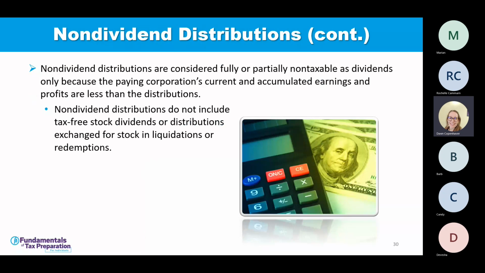They are considered fully or partially taxable as dividends only because the paying corporation's current and accumulated earnings and profits are less than the distributions. Non-dividend distributions do not include tax-free stock dividends or distributions exchanged for stock in liquidation or redemptions. So again, you don't have to worry about figuring this out. It's going to be on the form. You just need to know what it is, just to have an idea in case someone asks you any questions.